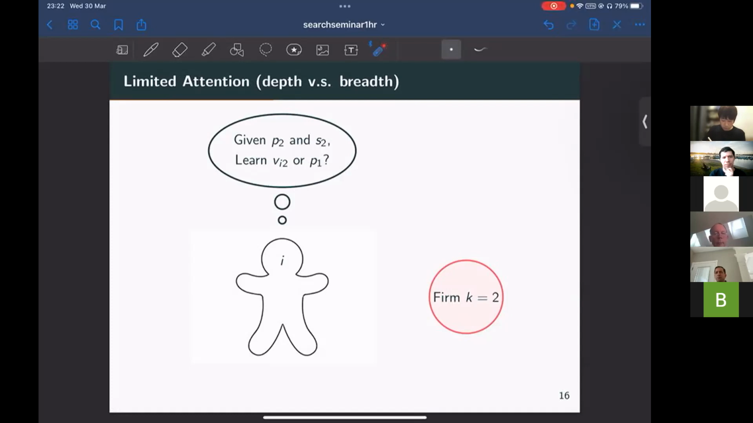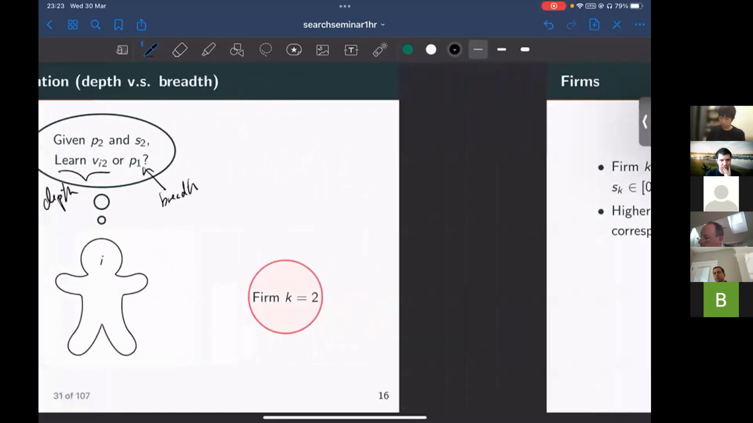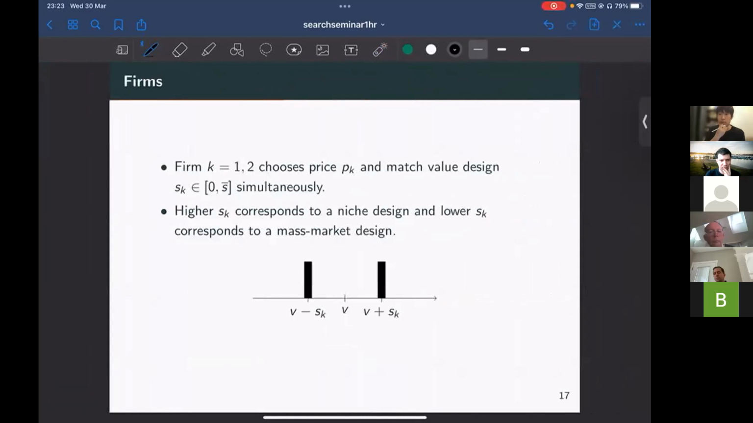If I learn more about product 2, I learn v_i2, the match value of product 2. If I go out and search for the other product, I learn p1, right? So this is the breadth, and this is the depth. Afterwards, if he learns only v_i2, then he decides whether to buy product 2, because he doesn't know what the price of product 1 is. If he learns the price of product 1, then he decides whether to buy from one firm or the other, or no firm at all. Okay, so that's the consumers' limited attention.